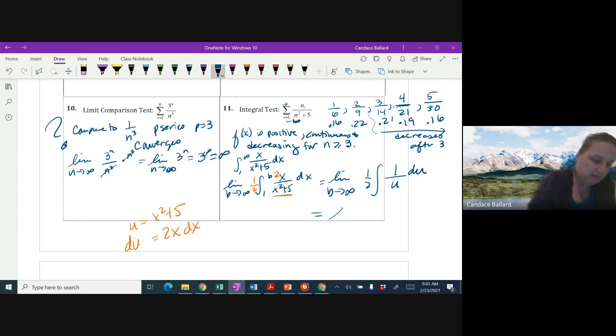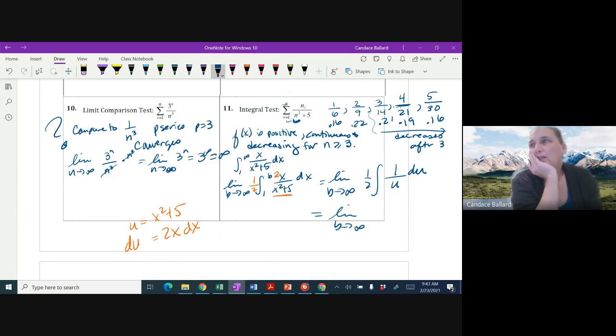Everybody should be able to answer this and answer it quickly. What is the integral of 1 over u?